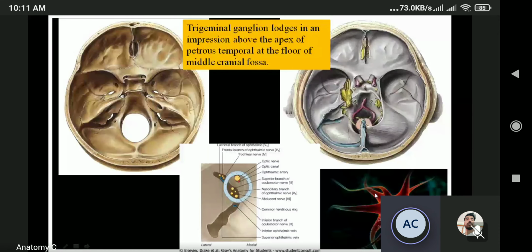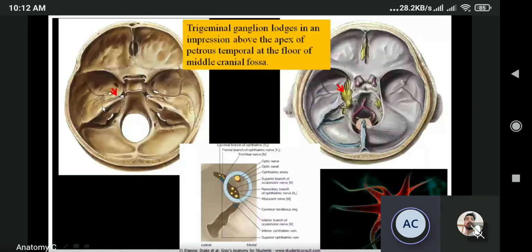Now let's see, this is the interior of the cranium. Can you see the rock-like structure? This is known as the petrous part of the temporal bone. Now can you see this part? This is the apex on the upper surface of the petrous part of the temporal bone. Somewhere over here, we have the trigeminal ganglion. So this is the trigeminal ganglion, which will be present in the impression above the apex of the petrous part of the temporal bone in the middle cranial fossa.